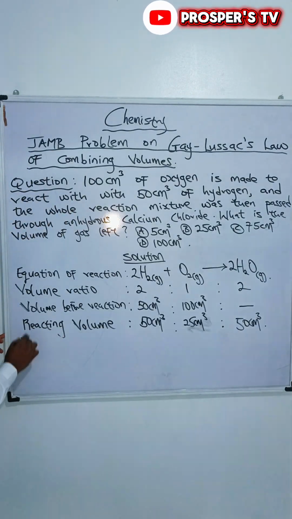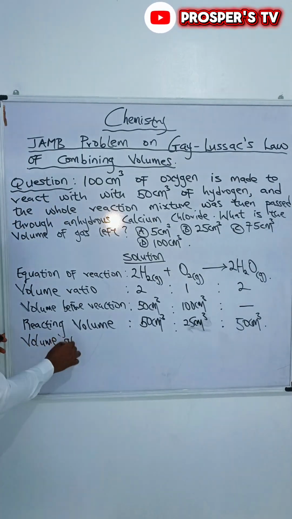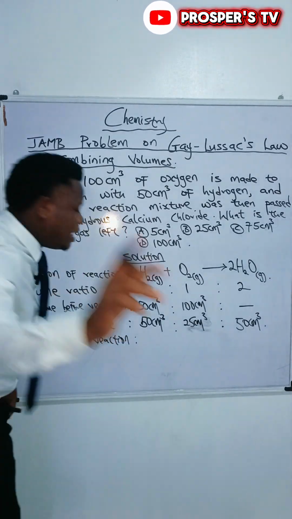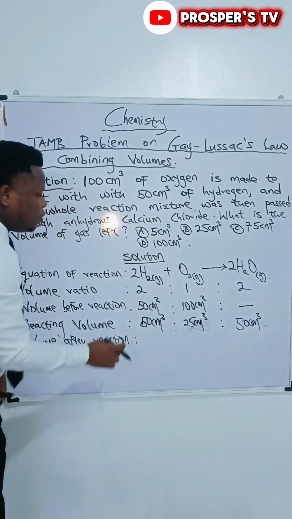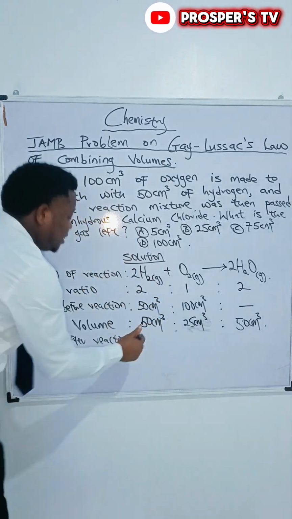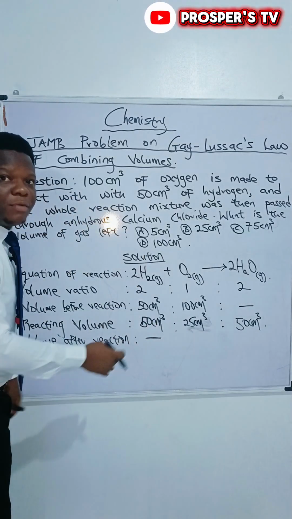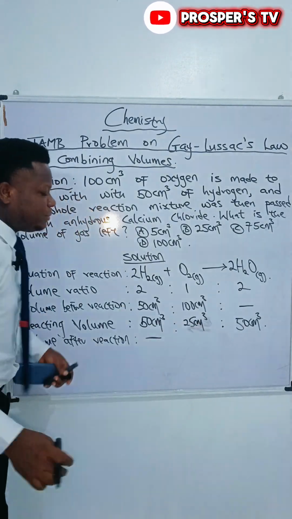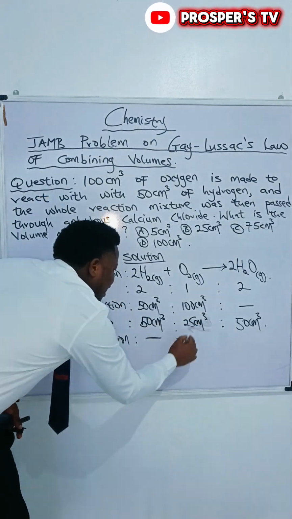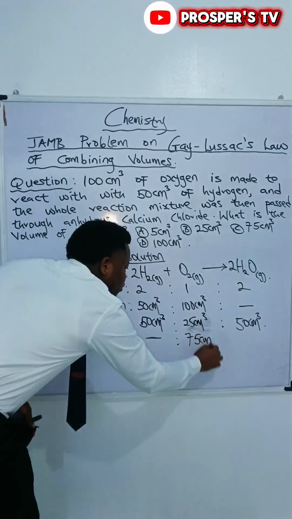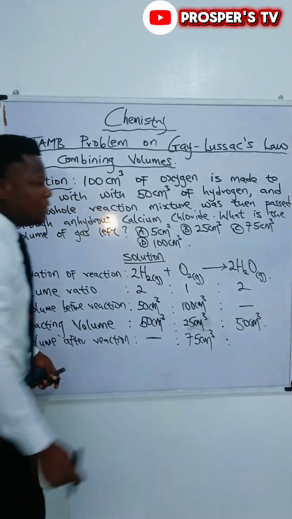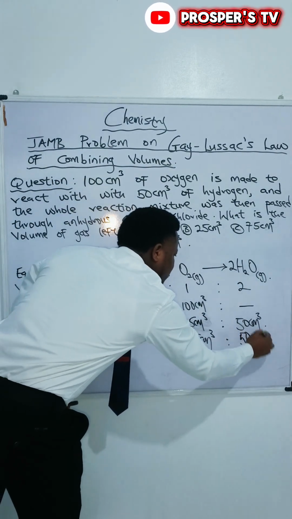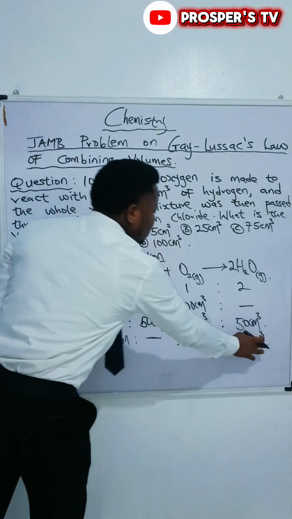Then lastly, you write volume after reaction. We brought 50 cm³ of hydrogen, 50 cm³ reacted, so no hydrogen would remain at the end of the reaction. We brought 100 cm³ of oxygen, only 25 cm³ reacted, so I have 75 cm³ of oxygen left at the end of the reaction. And at the end of the reaction, we have 50 cm³ of steam remaining.